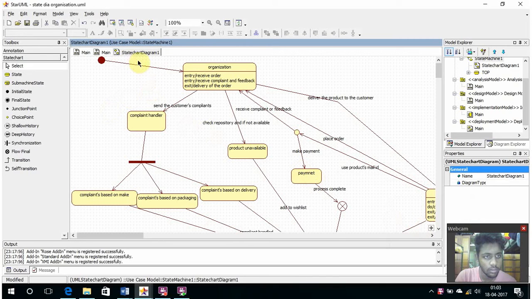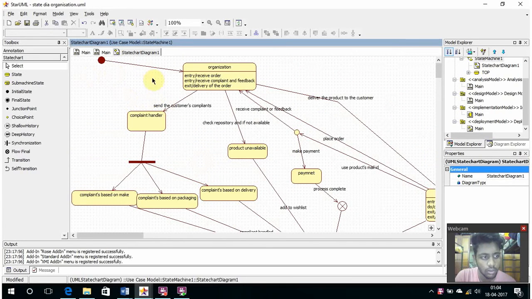And here we have this state chart diagram. Here, this is the initial state, and this is a state. Then the state and the initial state are connected using a transition, and here this is a synchronization which converts a single transition into multiple transitions and then connects them to multiple objects.